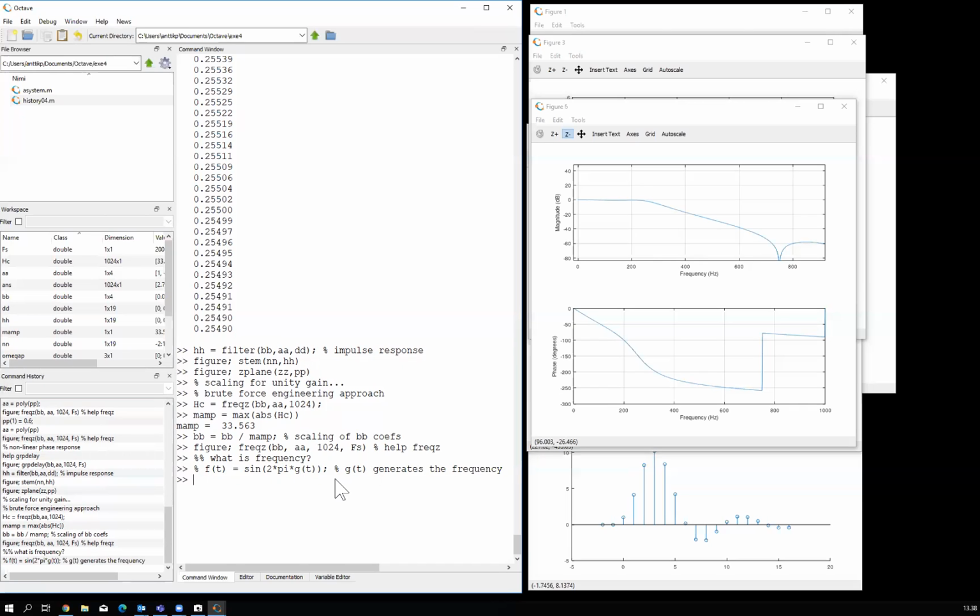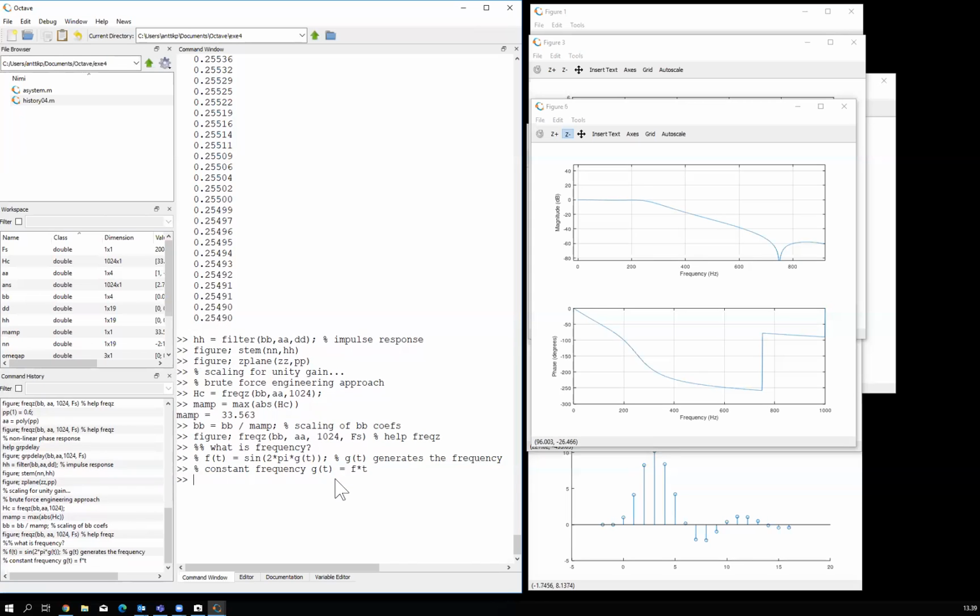For constant frequency, we have g of t equals just that f times t. Well, it's linear in time.